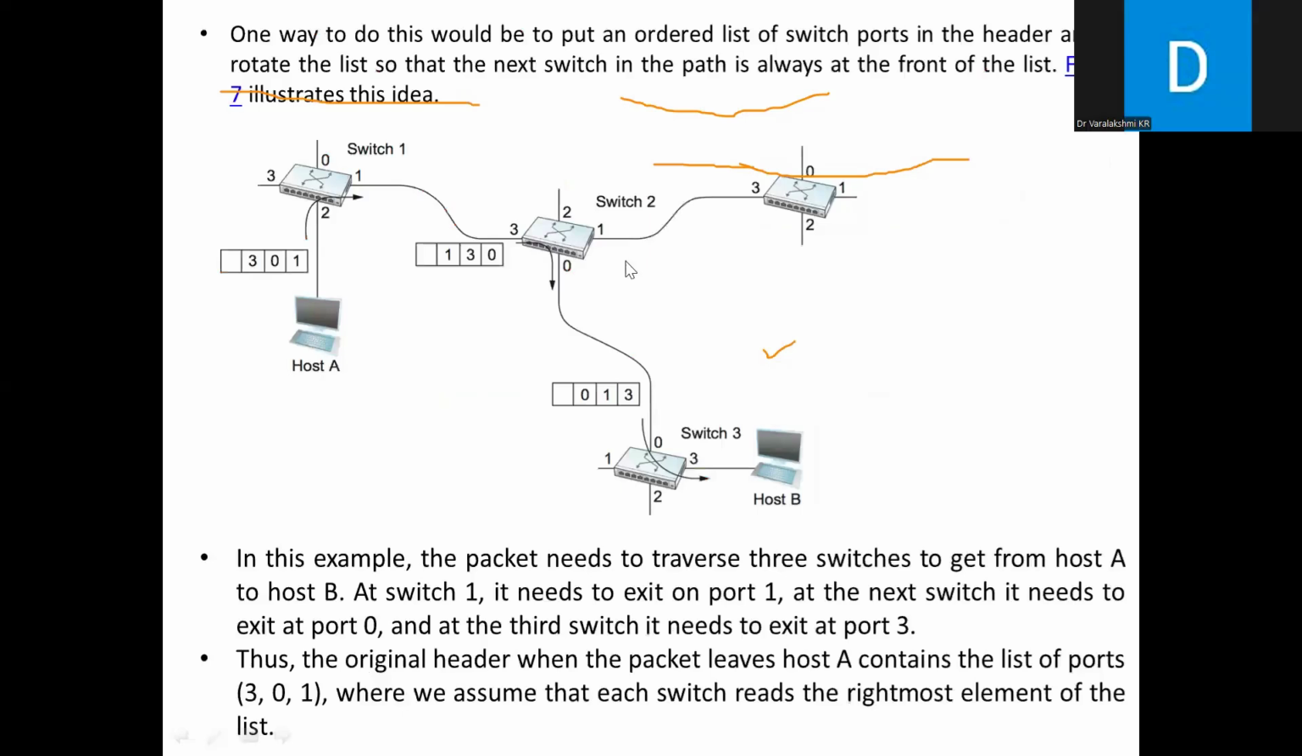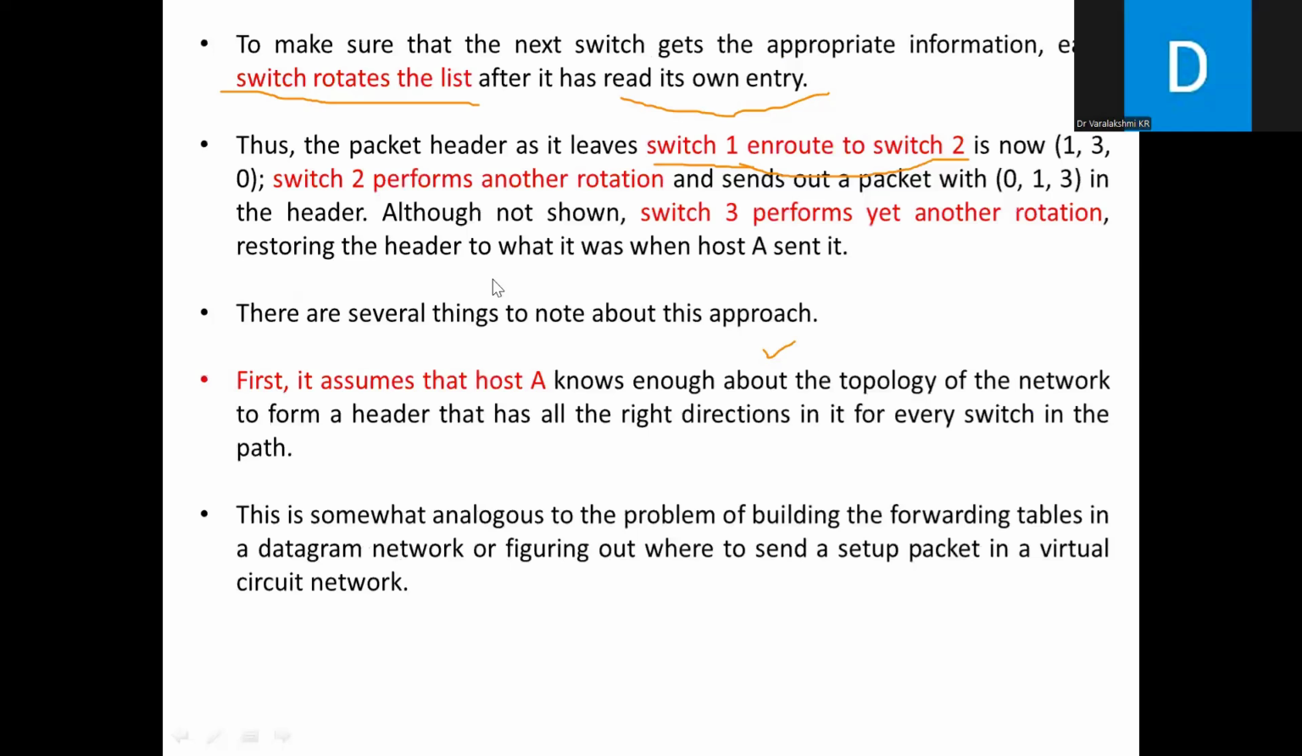Each node puts in a number. When more than one switch is there, every switch's outgoing port number is added to the header. When the header travels from one switch to another, the switch performs a rotation on the list. When the rotation is performed, the order of the entries in the header changes. So every switch performs its rotation.